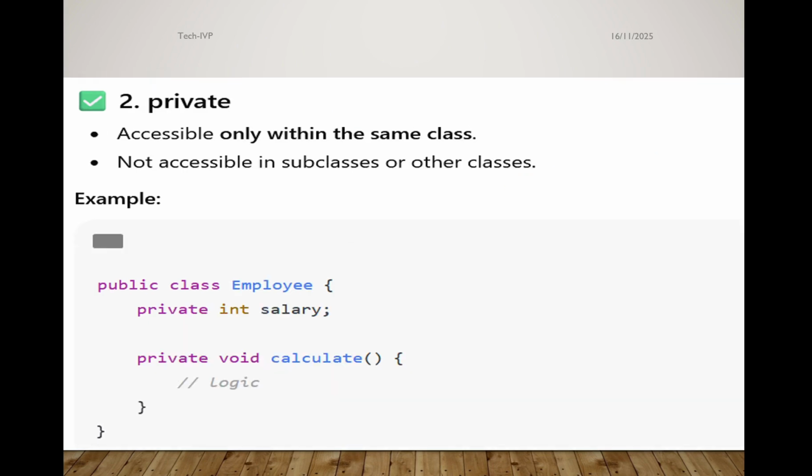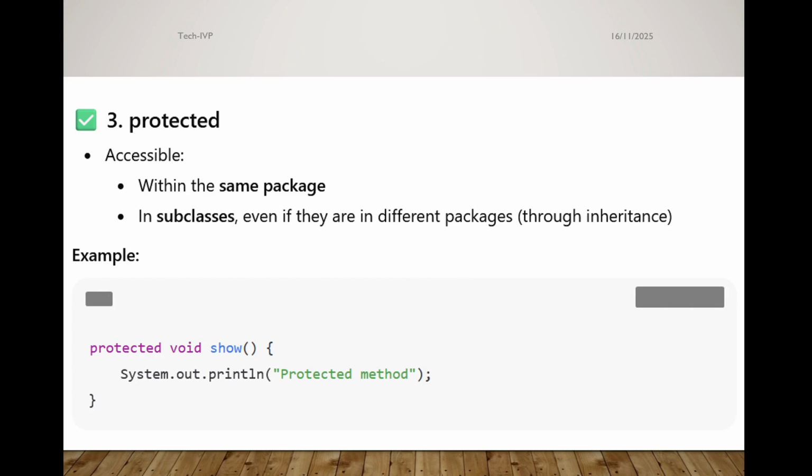And the second one is private, accessible within the same class, not accessible in a subclass or other class. Within the same class you can call this variable, not in another class or in another package. Then protected, accessible within the same package, not outside the package.